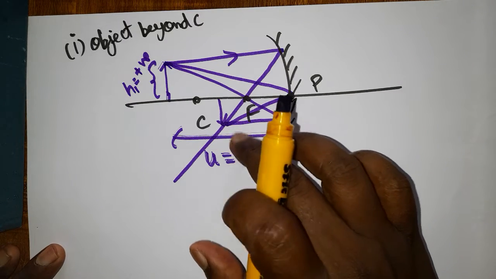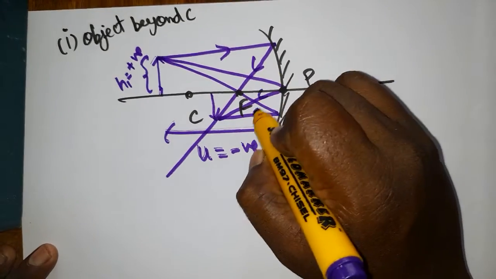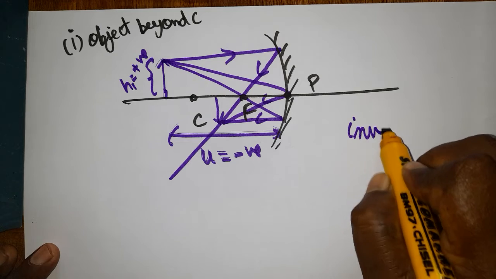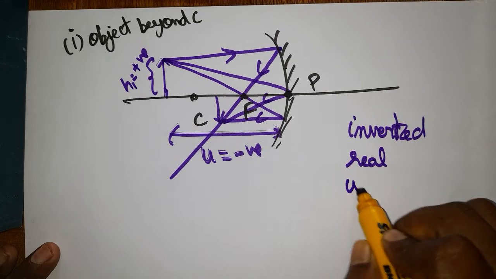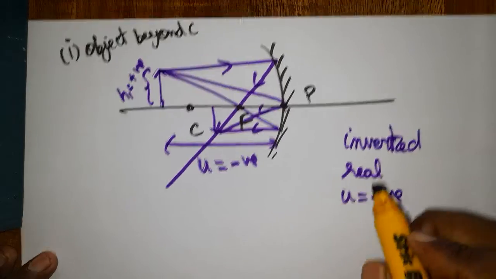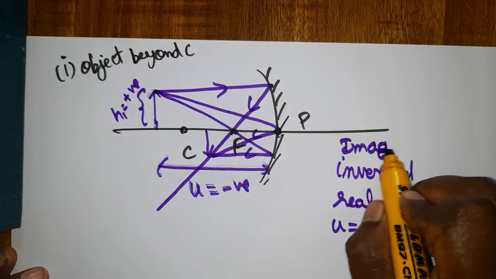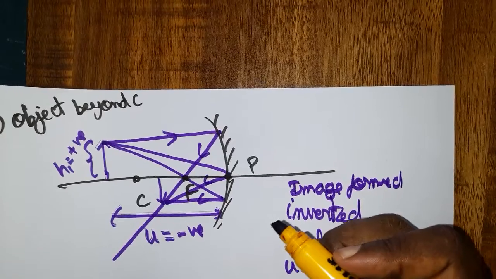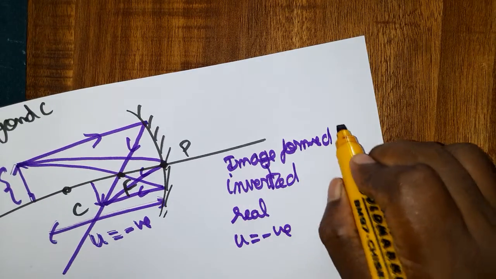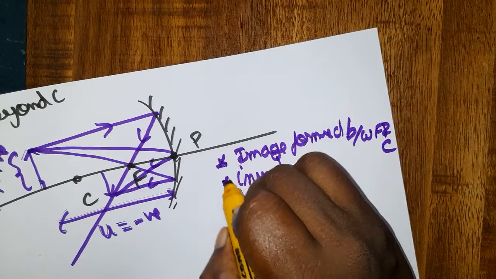Already I told you inverted is always a real image. The final image is the actual intersection of the light: inverted, real. u is going to be negative. And the image is formed between F and C. Image formed between F and C. It is inverted, real.